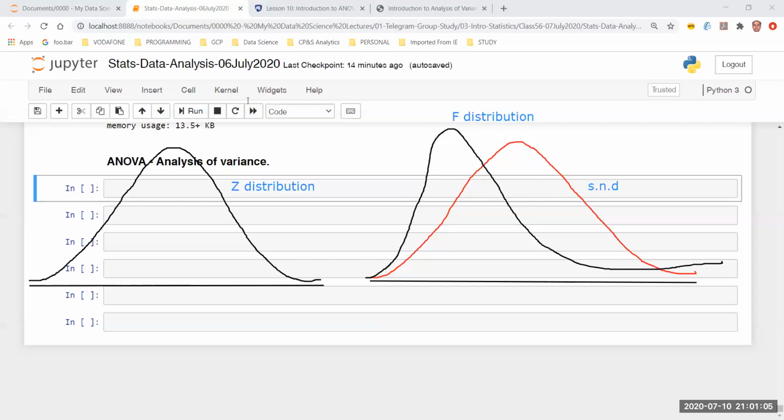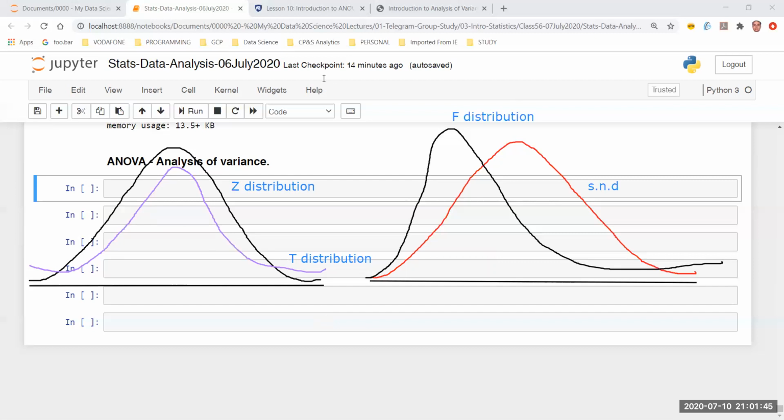Okay. The T distribution, let me change the color. The T distribution is going to look something like this. So this one is the T distribution. If I take a text box here, I'll write over here: T distribution. So this violet line actually represents a T distribution.